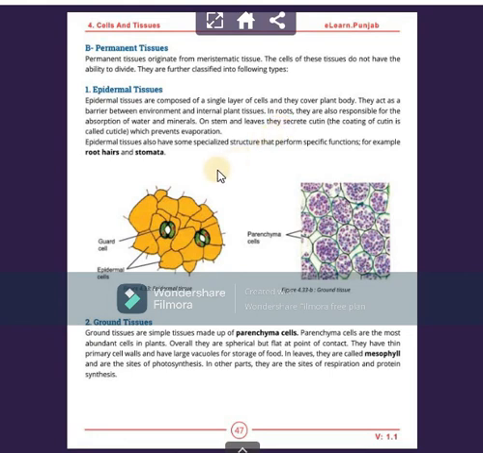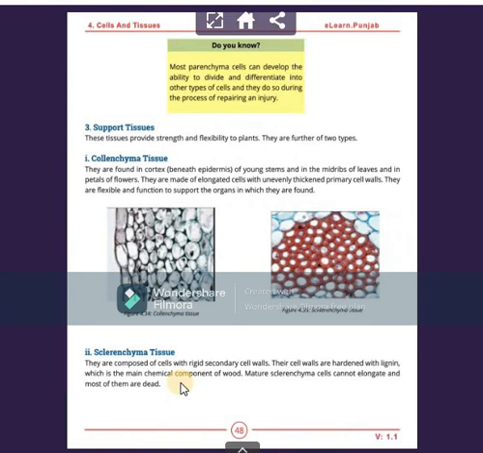So epidermal tissues also have specialized structures. They perform specific functions, for example, root hairs and stomata. Then ground tissues. Ground tissues are simple tissues made up of parenchyma cells. Parenchyma cells are the most abundant cells in the plant. Overall, they are spherical but flat at the point of contact. They have thin primary cell walls and large vacuoles for storage of food. In leaves, they are called mesophyll and are the site of photosynthesis, while in other parts they play a role in respiration and protein synthesis.